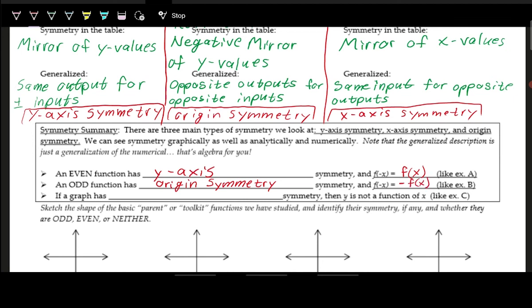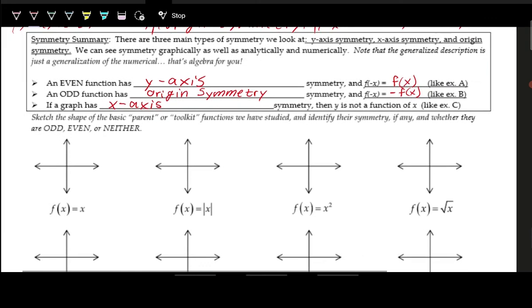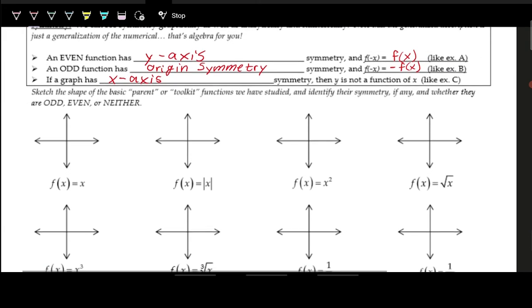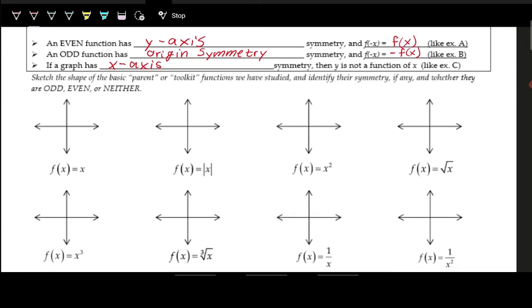So this is saying that for opposite, or positive and negative, inputs, you get opposite, or positive and negative, outputs. And then we also have the x-axis symmetry. But with the x-axis symmetry, we can't say that y is a function of x, because it fails the vertical line test. So let's take a look at some of our parent functions and determine if they have symmetry, and if they do, what kind of symmetry they have.